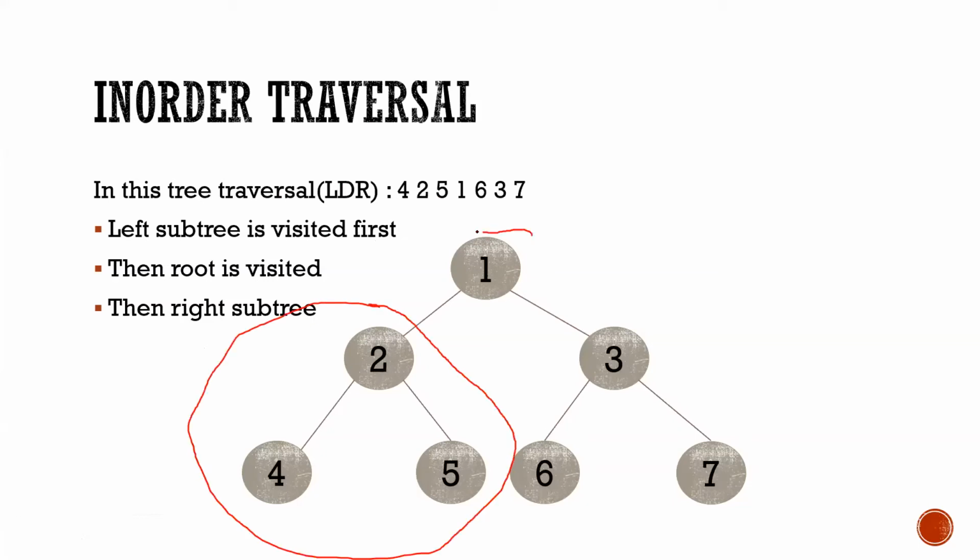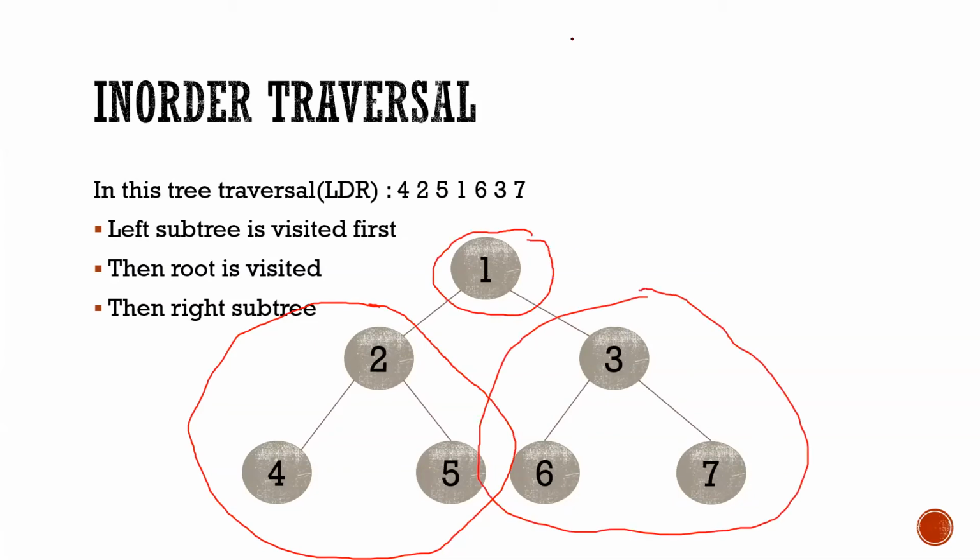Then data, then right subtree. Okay. So for 1, that is data 1, the left subtree will be 4, 2, and 5, and the right subtree will be 6, 3, and 7.